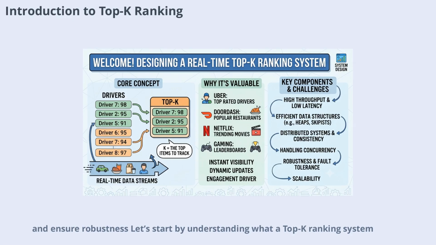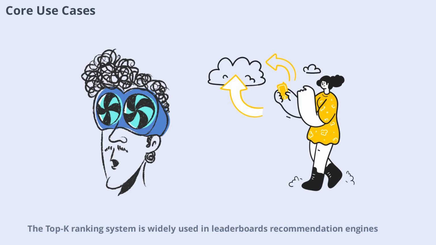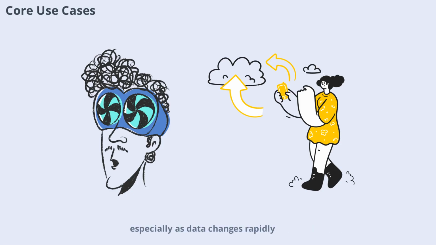Let's start by understanding what a top K ranking system is and why it's so valuable in modern software engineering. The top K ranking system is widely used in leaderboards, recommendation engines, and dashboards. Imagine a ride-sharing app ranking drivers by rating, or an e-commerce platform showcasing top-selling products. The system must efficiently update scores, retrieve the top K entities instantly, and handle removals. These use cases demand both speed and accuracy, especially as data changes rapidly. Understanding these scenarios helps us appreciate the technical challenges and the need for a robust, scalable solution.